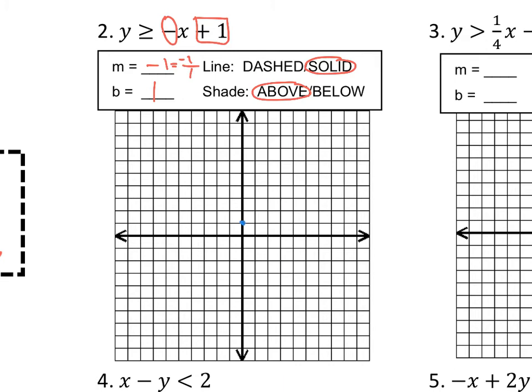So I'm going to begin with my y-intercept at 1. I'm going to go down 1 and right 1, down 1 and right 1, down 1 and right 1, until I know that I can draw a good solid line. I can actually just draw my solid line this time.